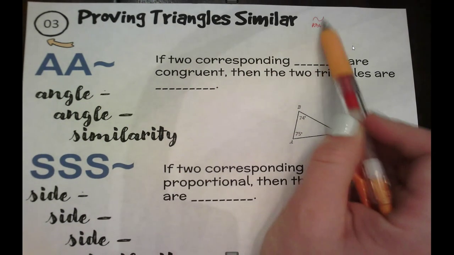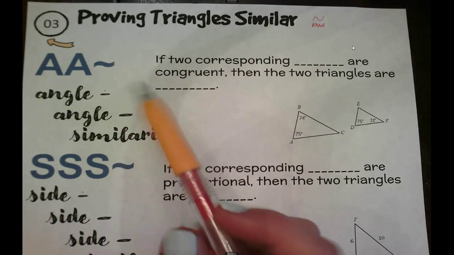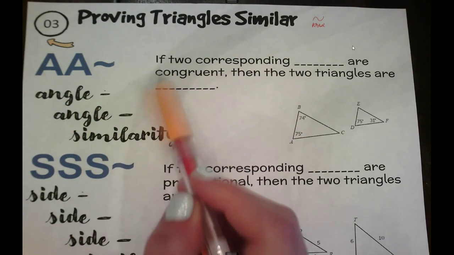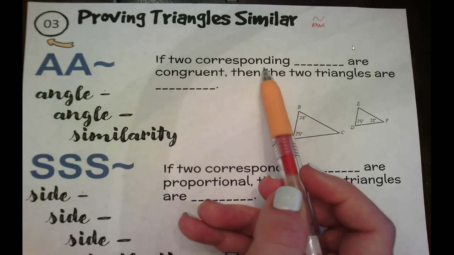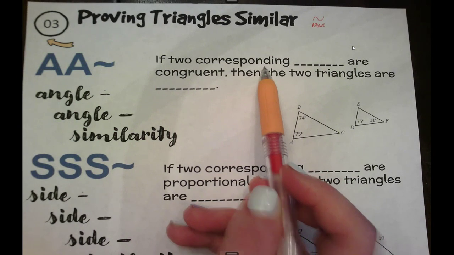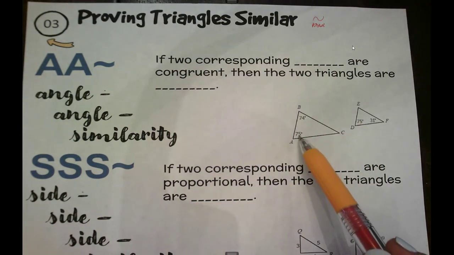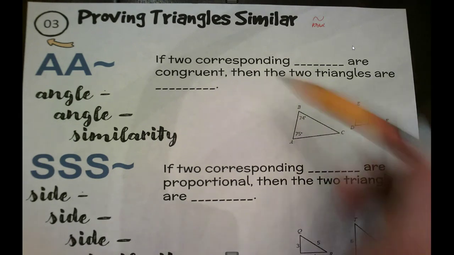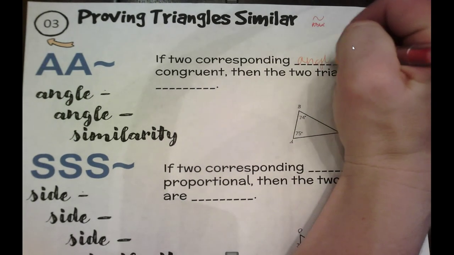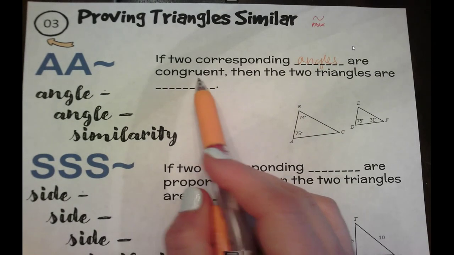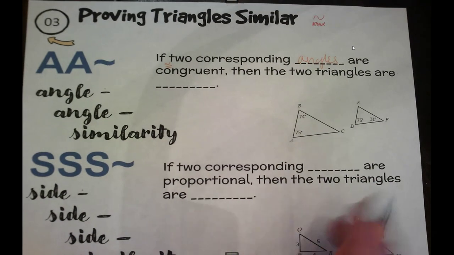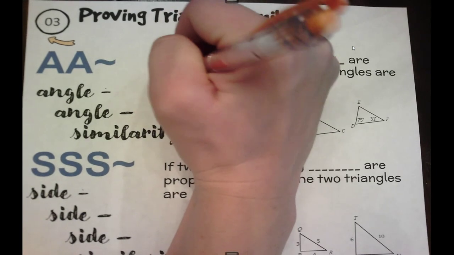Remember, just one little squiggly means similar. So we're looking at 2 angles. If 2 corresponding angles, meaning the same spot in the first triangle and the same angle in the second triangle, are congruent, meaning they're the same, then the 2 triangles are similar.